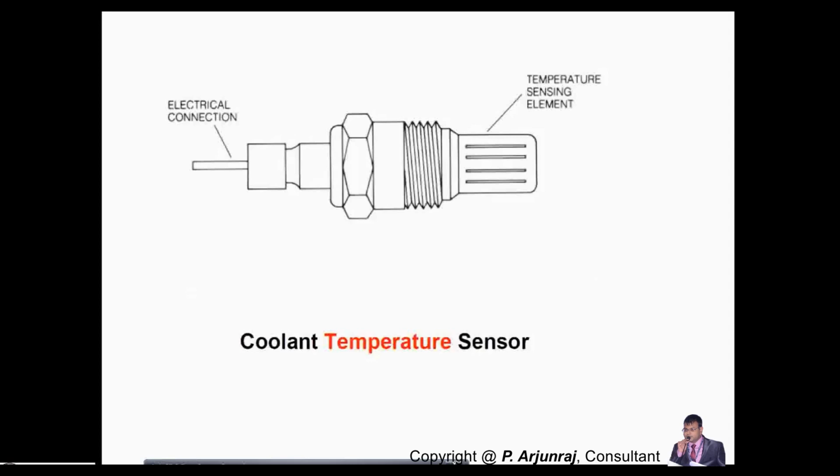If the temperature is less than 90 degrees, the flow will not go to the radiator, it will go back to the engine through the bypass valve. So this coolant temperature sensor will sense accordingly. Your thermostat valve getting opened or closed is based on this sensor.